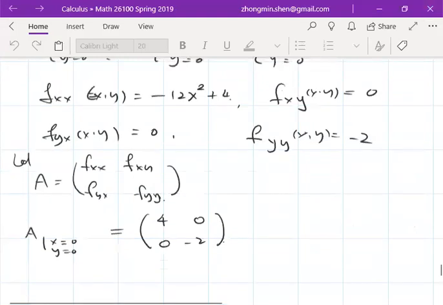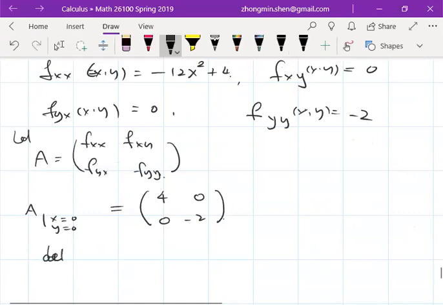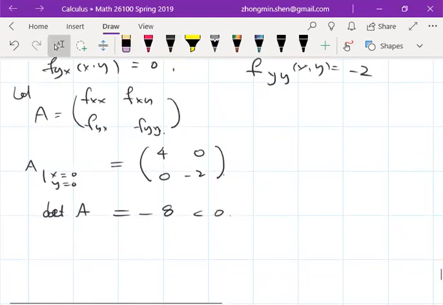All right, so we're back. So this is a matrix. When you look at this matrix, does it change the sign of the corresponding quadratic form? I think it clearly changes the sign. Okay, so the determinant of this matrix is going to be negative 8, which is negative. So what does that mean? That means the function does not have a maximum value or minimum value at this point.